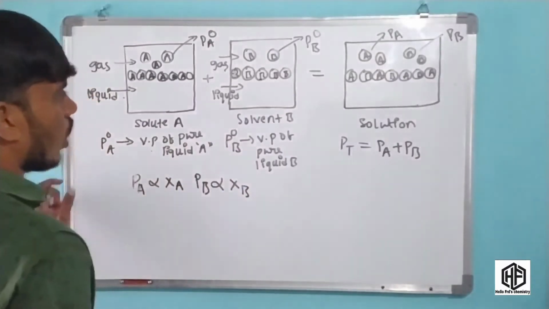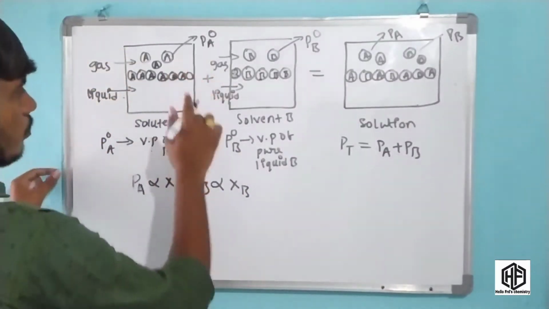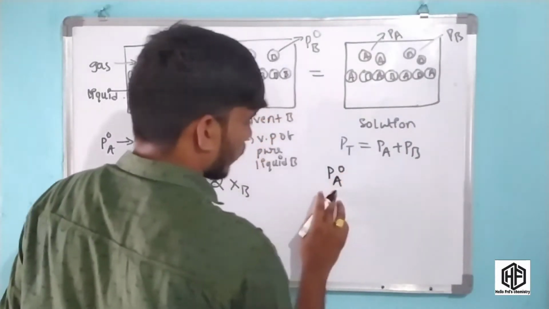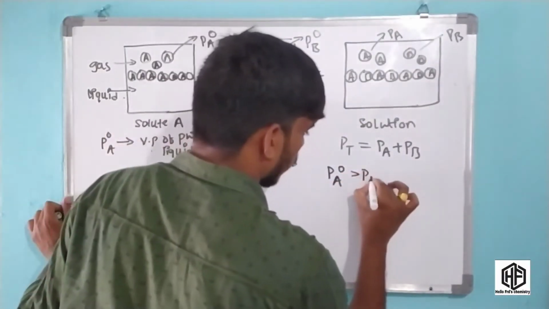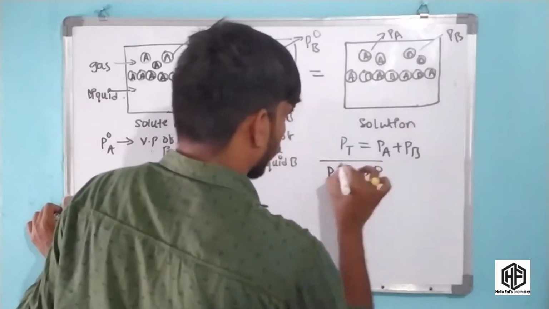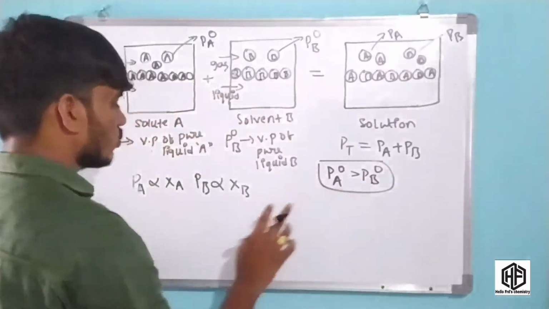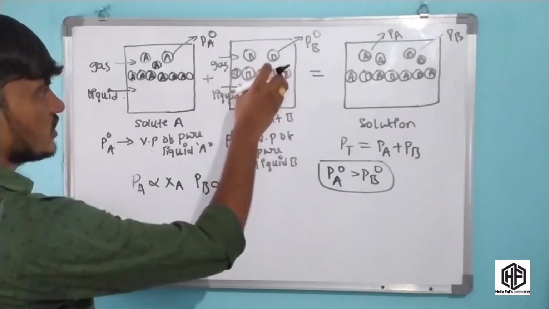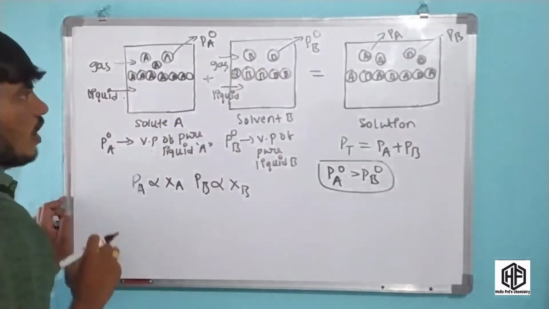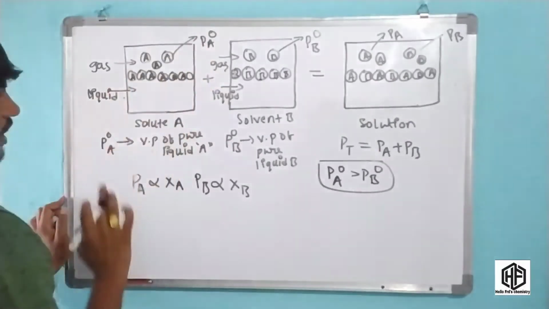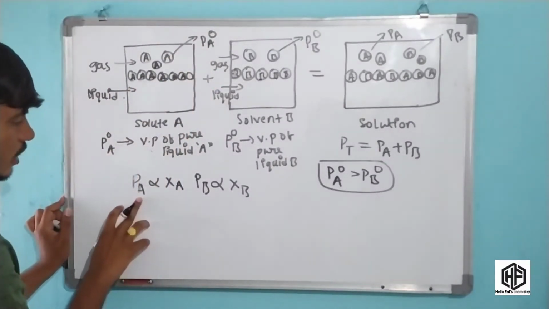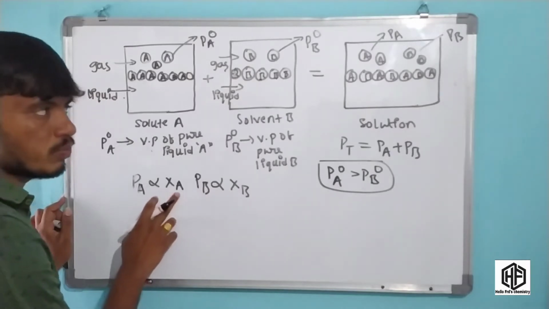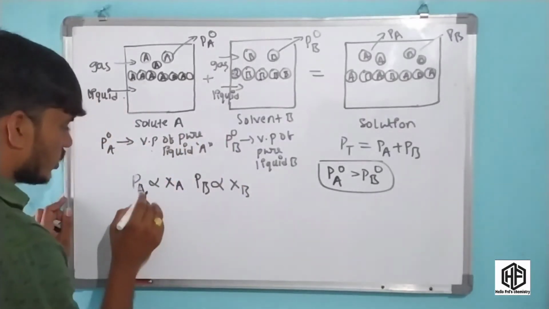Now in this case, what happened, friends? The pure vapor pressure of A is very high compared to the pure vapor pressure of B. I am going to discuss this case. In this case, the vapor pressure of the solution is very low compared to the vapor pressure of the pure liquid. Okay, friends. Now the partial pressure is directly proportional to the mole fraction of that component present in the solution.